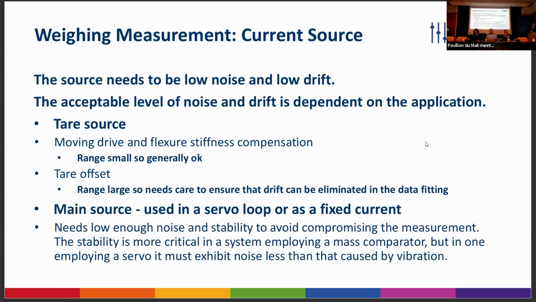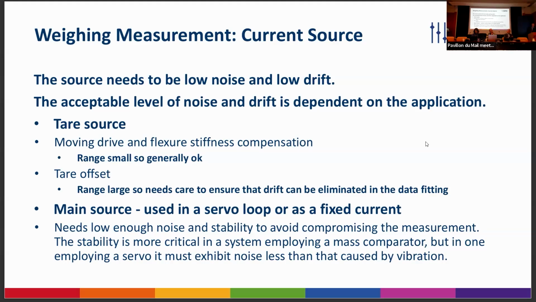But that can also be used to offset the half the mass. And so that means the larger range, so you need to get the drift down so that it doesn't affect the data fitting at the end. If it's drifting fast and in a non-linear manner, when you do the data fitting, you can't get rid of it that easily. And the main source, it depends really whether you're using that in a servo loop or as a fixed current. If it's a fixed current, you need to keep high stability, low noise. Otherwise, you're going to compromise the measurement.